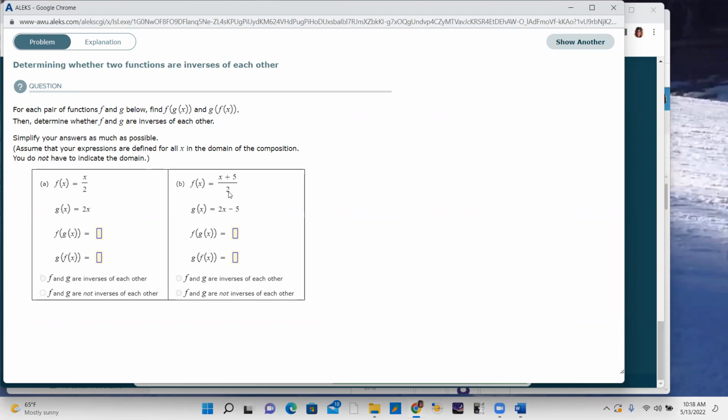Okay, so try these two. You're going to do the composition both ways. You don't have to indicate the domain. And just see if they're inverses.